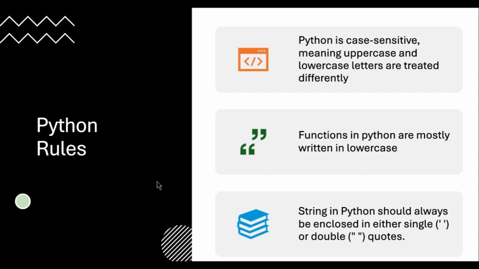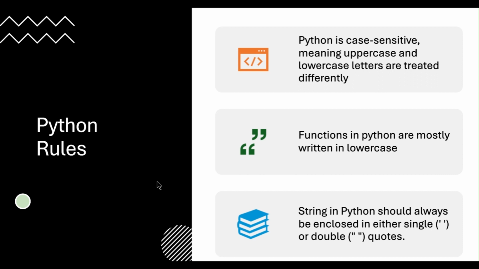Before we begin, it's important to note a few basic rules of Python. Python is case sensitive, meaning that uppercase and lowercase letters are treated differently. Functions in Python are mostly written in lowercase. The third and the most important part is that a string in Python should always be enclosed in either single or double quotes.